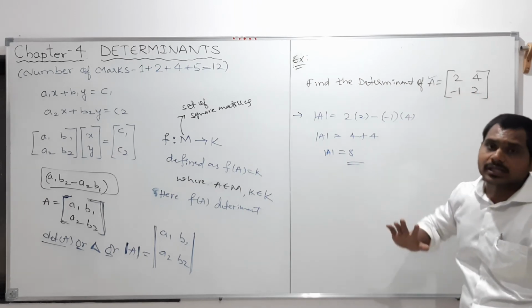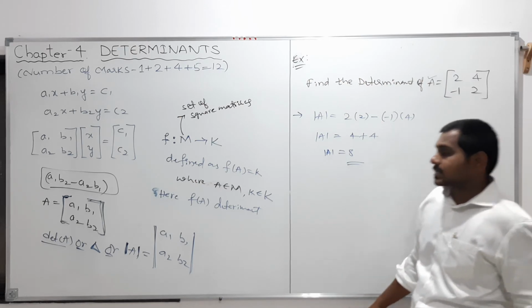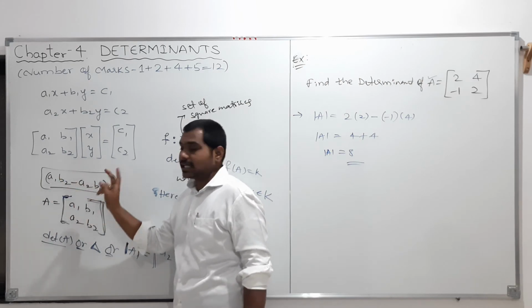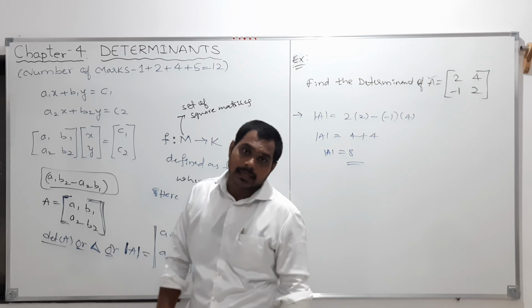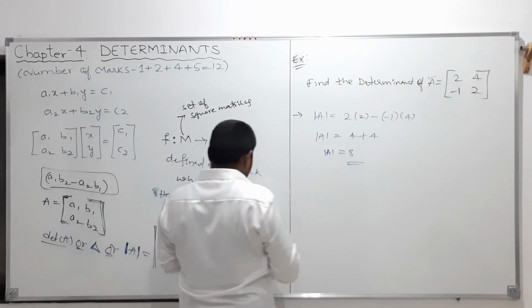So generally, my dear students, you should remember that for any given matrix, the determinant means A1 B2 minus A2 B1. So this will give us the determinant of the given matrix A. Clear? Like this you can calculate. I will take another example, a similar type of question.